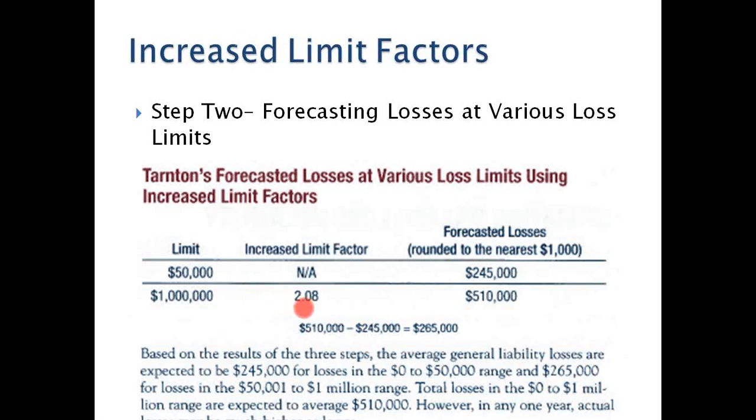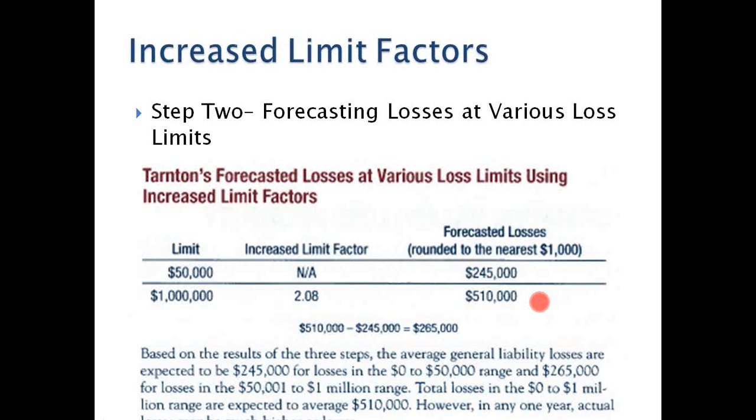Well, all we do now is we take 2.08 times 2.45, and we come up with $510,000. If you take a calculator, for those listening after the fact on the recording, 2.08 times 245,000 comes to 509,060 or something like that. So if you round it, it's $510,000.